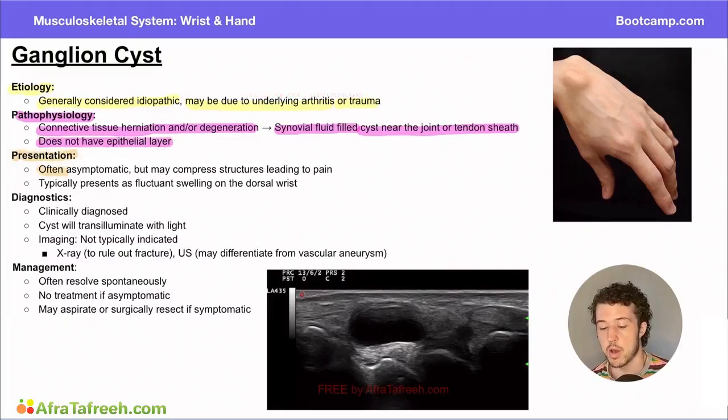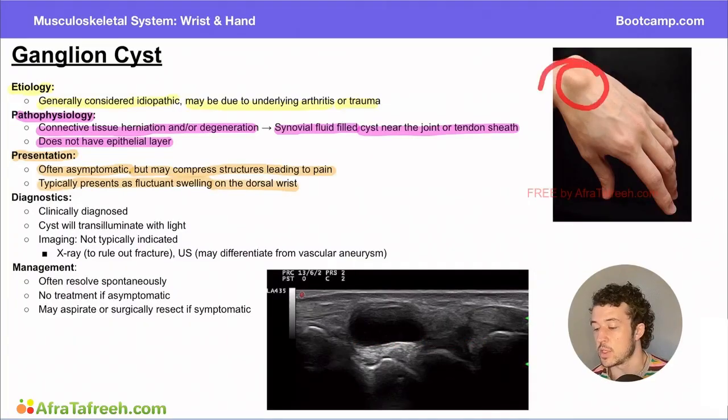So these cysts are often asymptomatic. A patient will notice them, but if they're not compressing any structures like nerves or arteries, they're not likely to cause any symptoms. But if there is compression of these structures, then that may lead to pain, changes in sensation, or weakness. Also worth noting is that it typically presents as a fluctuant swelling on the dorsal wrist.